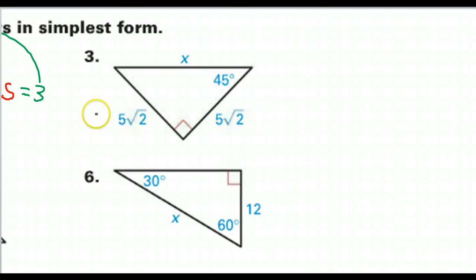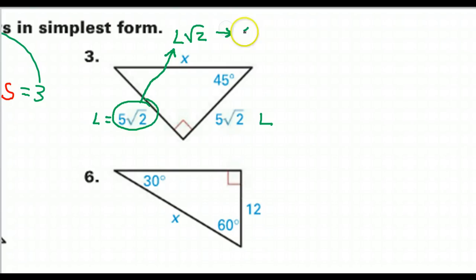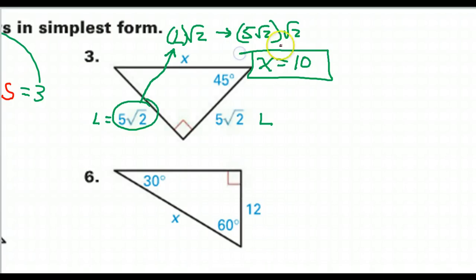All right, the pattern goes leg, leg, and then leg root 2. So apparently the leg is 5 radical 2. So if I substitute 5 radical 2 for the leg, then this will become 5 radical 2 radical 2, and that is 10. You can put that in your calculator, or you can realize that radical 2 times radical 2 is 2, and 2 times 5 is 10.